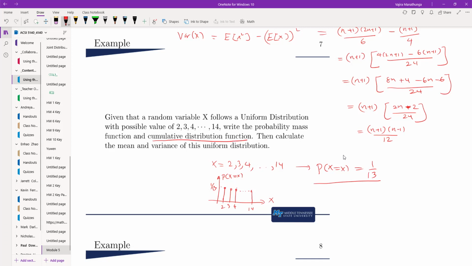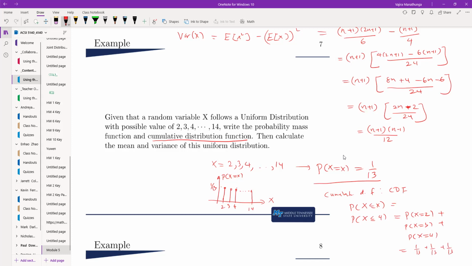Okay. What is that? Cumulative distribution function. Distribution function which we call CDF, that is probability x less than or equal x. Okay. So for example, if I want to calculate probability x less than or equal 4, that's same as saying probability x equal to 2, because it's discrete, plus probability x equal 3 plus probability x equal 4. So that would be basically 1 over 13 three times.